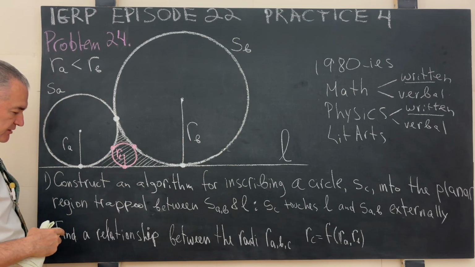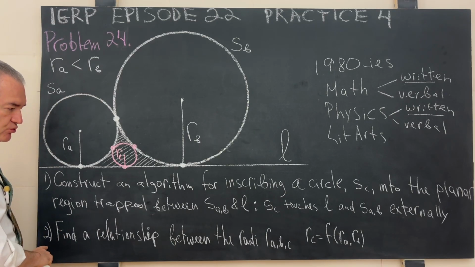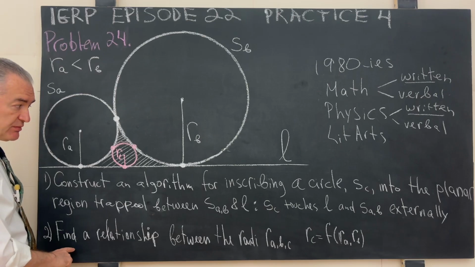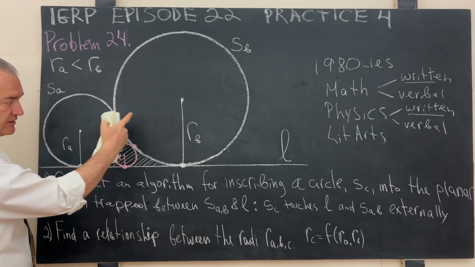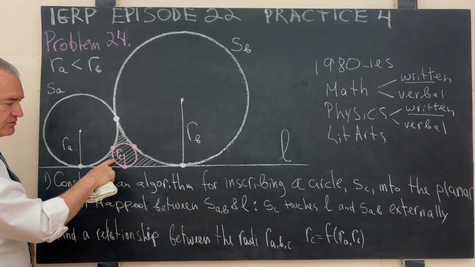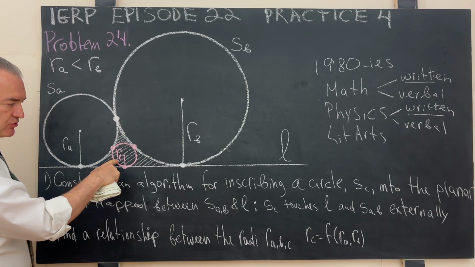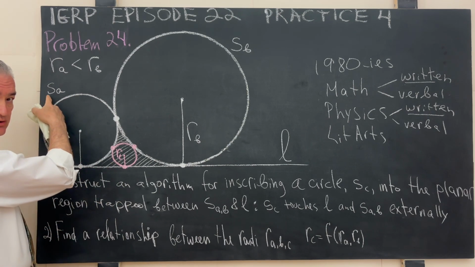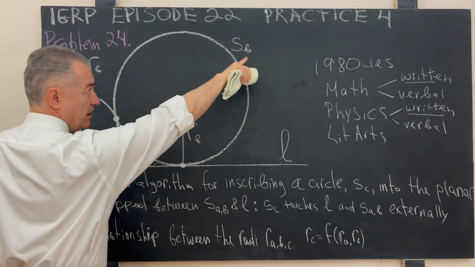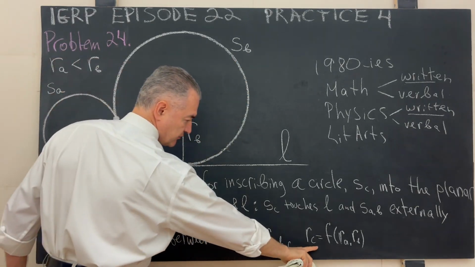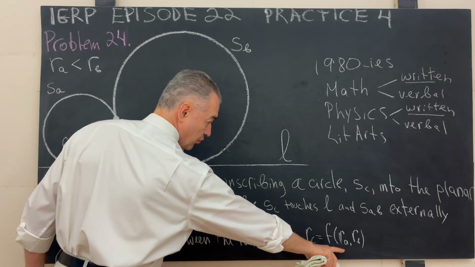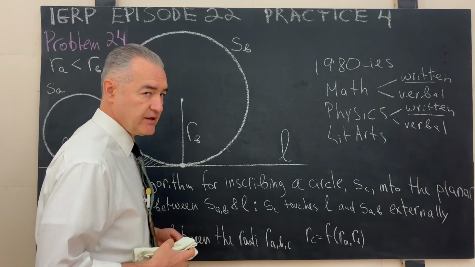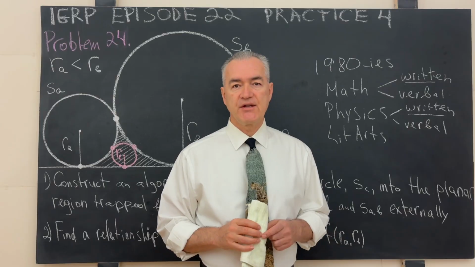We want the steps. And the objective number two is to find a relationship between the lengths of the radii of the circles SA, SB, and SC. The radius RC of the inscribed circle SC, RA, the radius of the circle SA, and the length of the radius RB of the circle SB. Ideally, if we torture this relation enough, we can express RC as a function of the lengths of the radii RA and RB of the circles SA and SB.